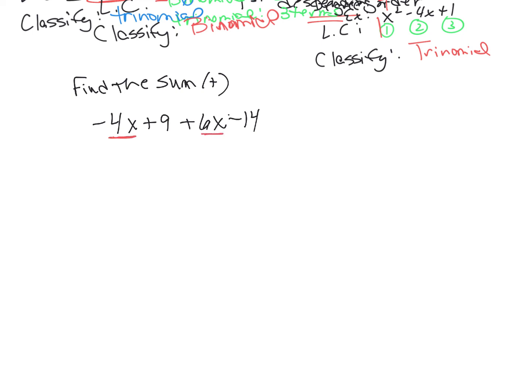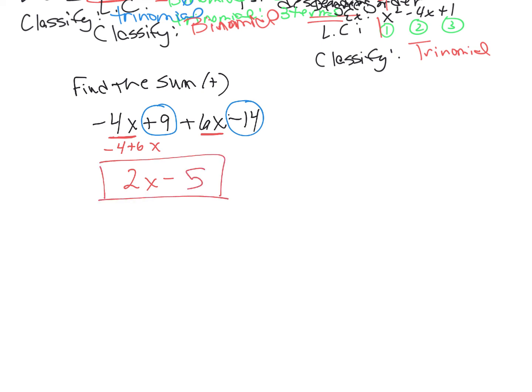So notice I have a 6x and a negative 4x. So that becomes 2x because we're going to add or subtract the coefficients, and we're going to keep the like variable, right? Okay. And then notice I have 9 and negative 14. So we are going to add or subtract those, so that becomes negative 5. Combining like terms. So it is in standard form. The degree of the polynomial would be 1, right? The leading coefficient of 2, and it is a binomial.